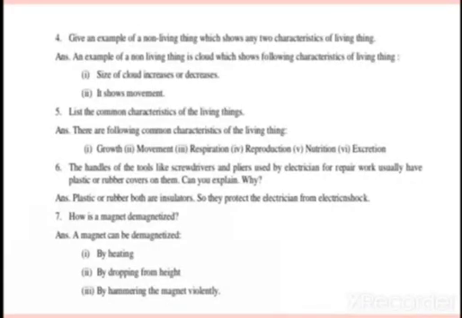And second, it shows movement, and living things also show movement. A living thing goes from one place to another place. So these two characteristics of living things are what we see in a cloud. So your answer is: an example of a non-living thing is a cloud, which shows characteristics of living things. One is the size of the cloud increases or decreases, and second, it shows movement.